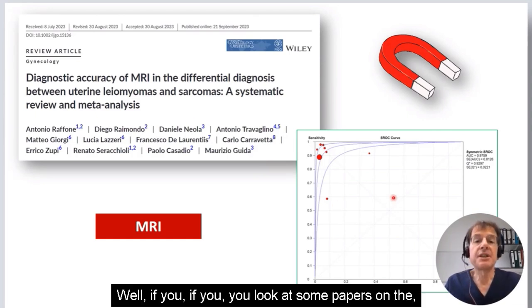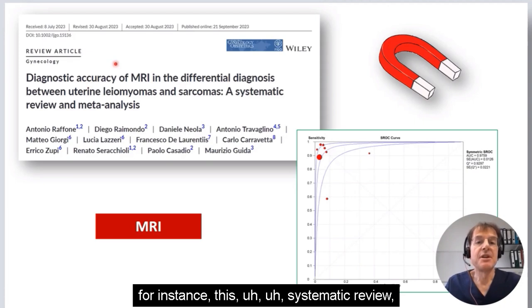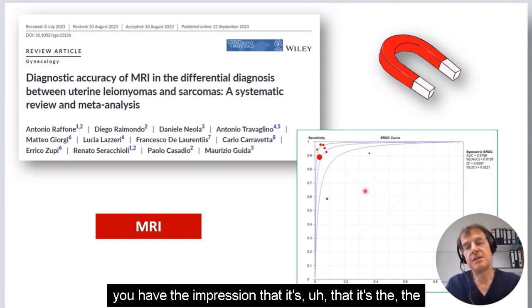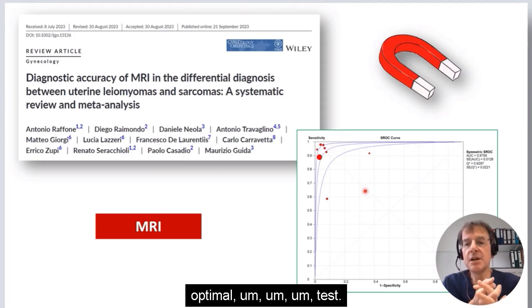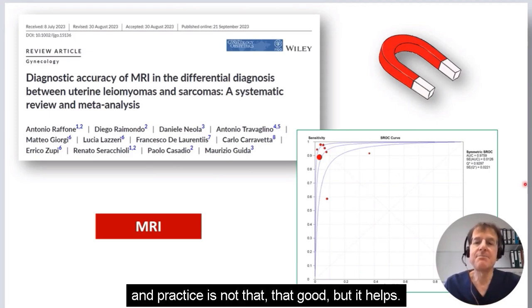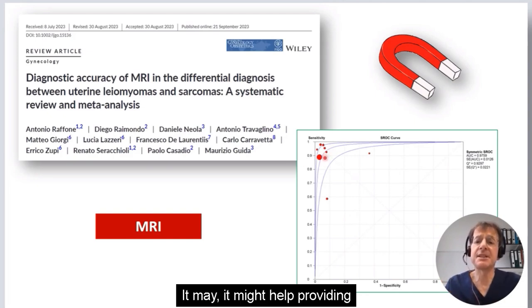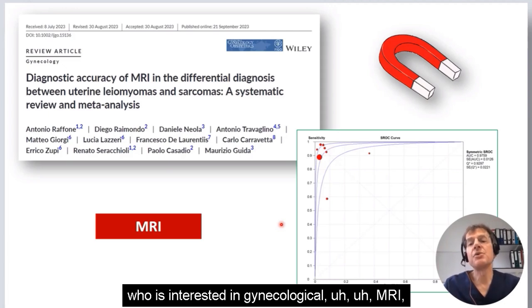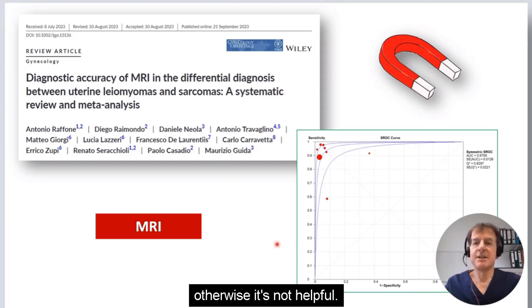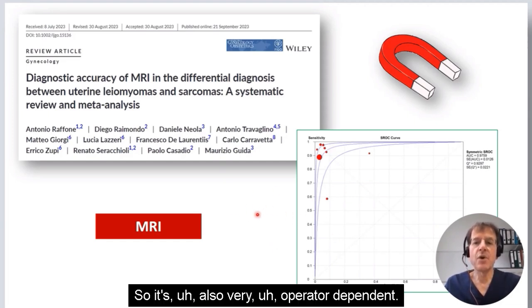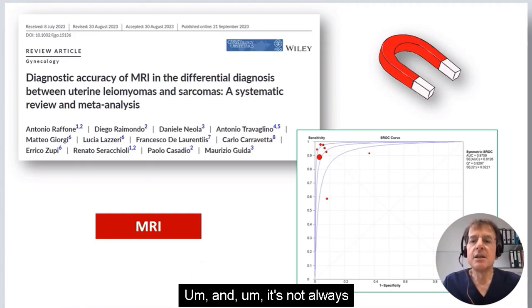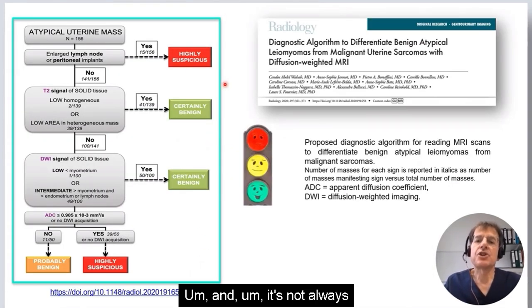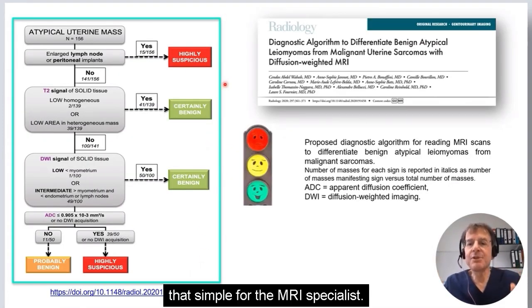Well, if you look at some papers, and for instance this systematic review, you have the impression that it's the optimal test. Well, in practice it's not that good, but it helps. It might help, providing that you have a good radiologist who is interested in gynecological MRI. Otherwise, it's not helpful. So it's also very operator dependent, and it's not always that simple for the MRI specialists.